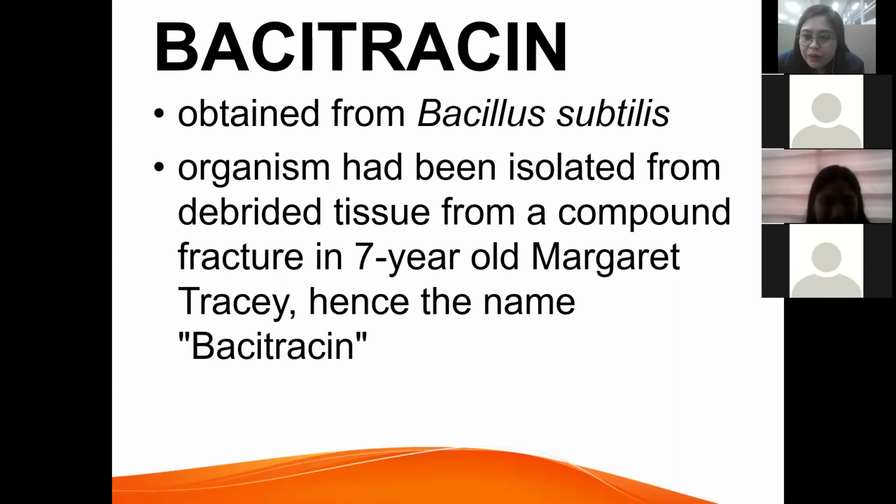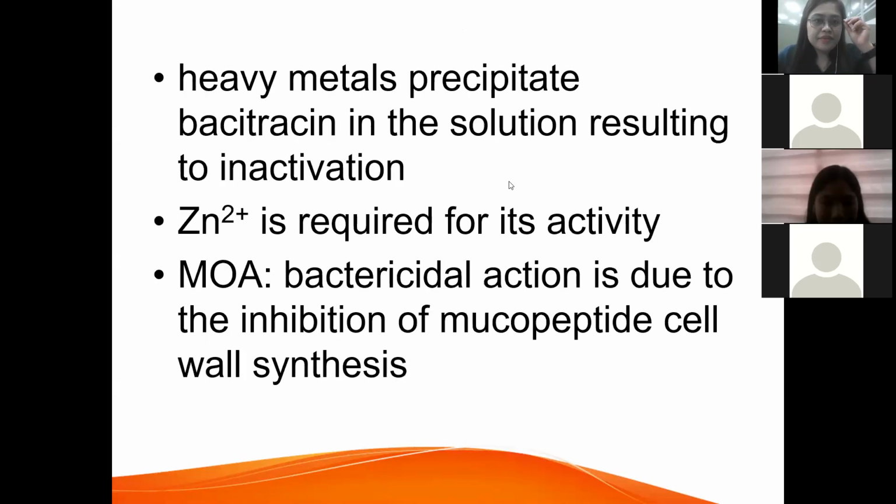And then nakita nila na walay bacterial infection nga nahitabo even though it is an open wound. And then nagkuha sila og tissues from the wound ni Margaret Tracy, and then gitanaw nila what is happening, walay infection na nahitabo. So nakita nila dito nga may bacteria present, Bacillus subtilis, and further investigation leads to the discovery of the compound bacitracin. Okay? Questions? So that's the first thing that you need to know about bacitracin.